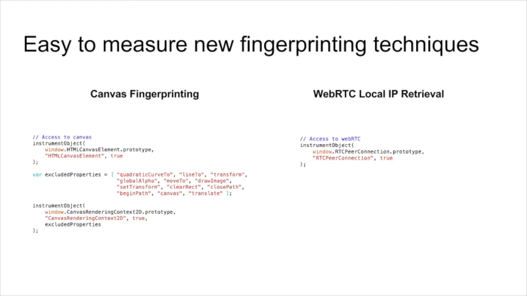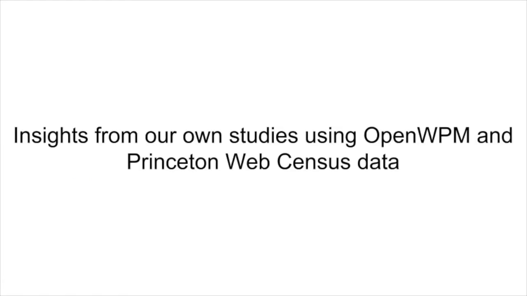To give you an idea of how much effort that would take, I want to walk you through 2 examples of our own measurement code for the things we currently have instrumentation for. So here is an example for both canvas fingerprinting and WebRTC local IP retrieval. As you can see, our platform has a built-in instrument object function that allows you to monitor the getters and setters for any API you think might be used for fingerprinting. For Canvas, that requires just monitoring 2 interfaces, and for WebRTC, it's just 1. Thus, it's likely that any new technique would also require only a couple new lines of code to add in a new measurement.